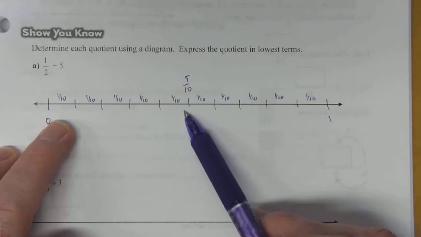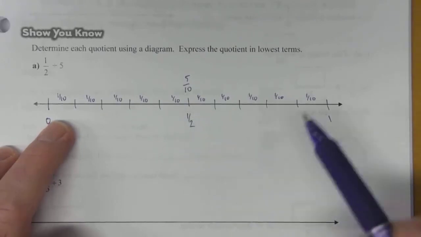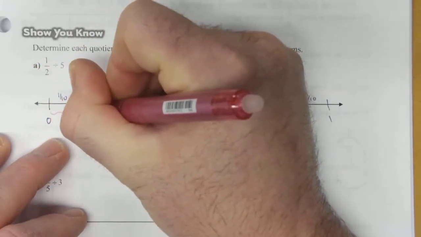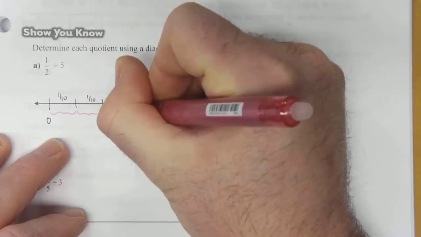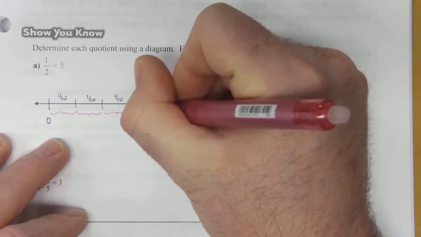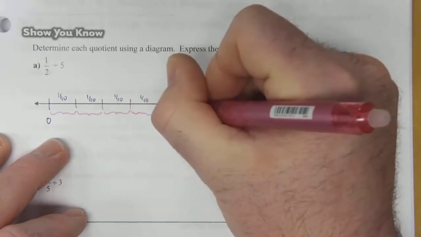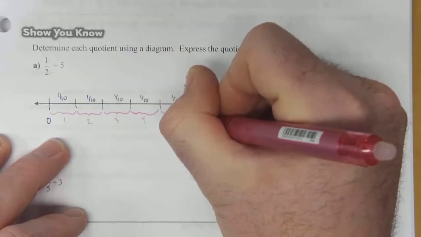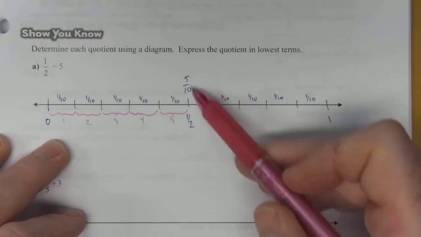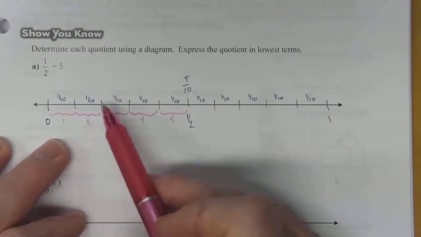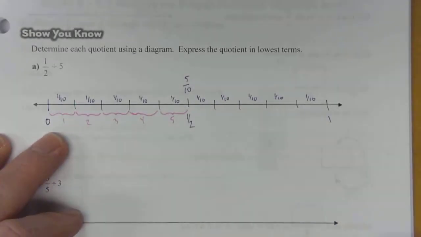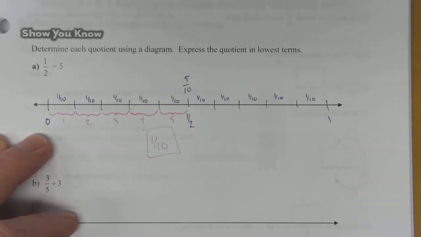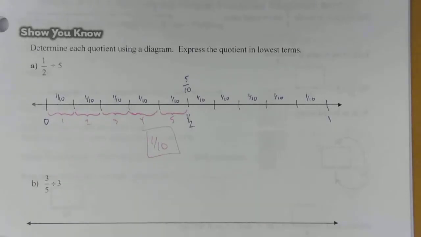Well, if it's 5 of them and I divide them into 5, that's just 1 apiece. So if I divide 5 tenths into 5 equal groups, I have 1, 2, 3, 4, 5. Then 5 tenths divided into 5 groups, each group is 1/10. So that is actually, our answer is 1/10, which is lowest terms in this case.